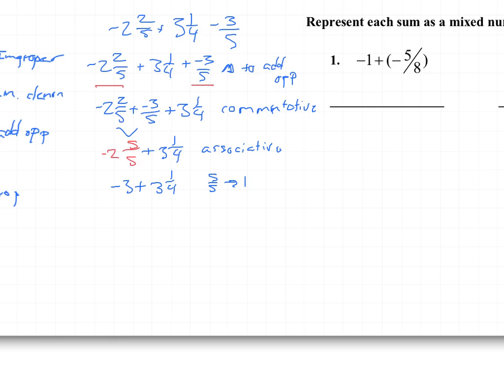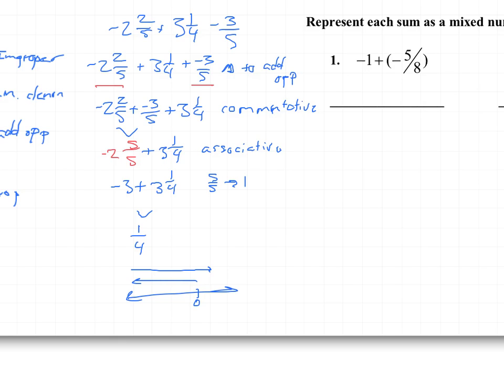And now I can combine these two. If I'm thinking about this on a number line, once again, I'm going to have -3, and then I'm going to come back 3 and an extra 4th to get us past 0. So we're going to end up with a positive, and then we have an extra 1/4. This is really just the addition here, so there's not much to think about there.